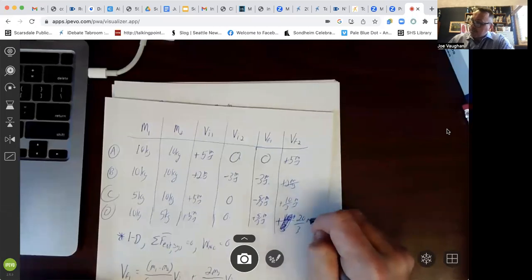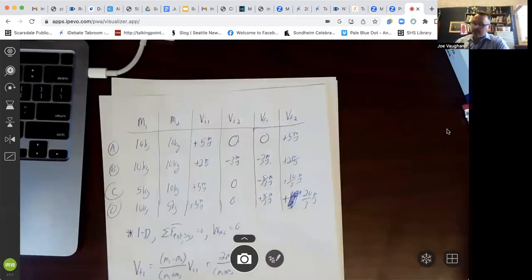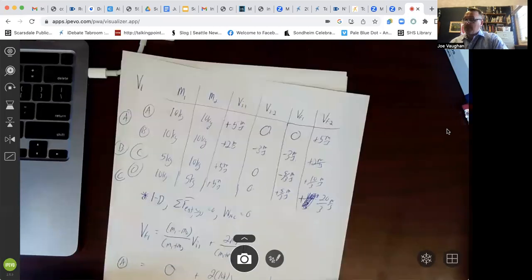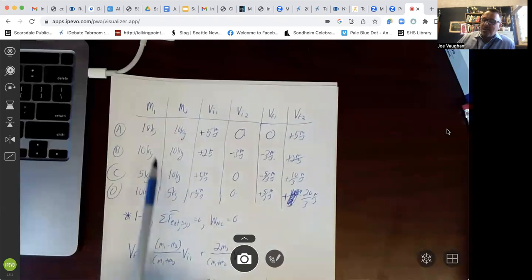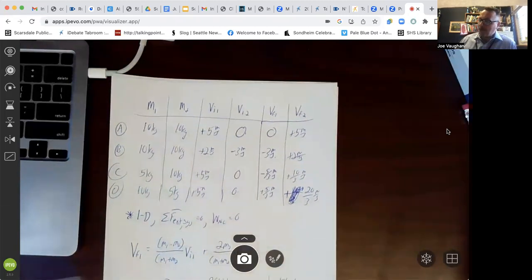20/3 meters per second. That is going to make a lot more sense. Okay, cool. So we've got this. So let's just look at a couple of interesting things that happen. Notice when the masses are equal, what happens in the interaction? The objects just flip-flop velocities.